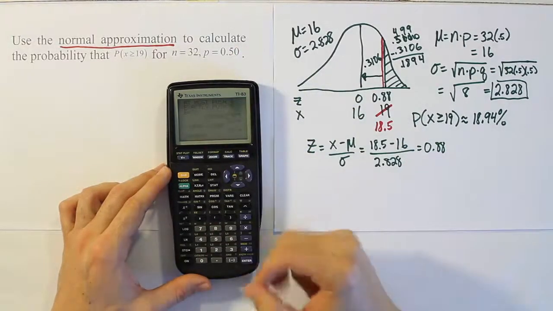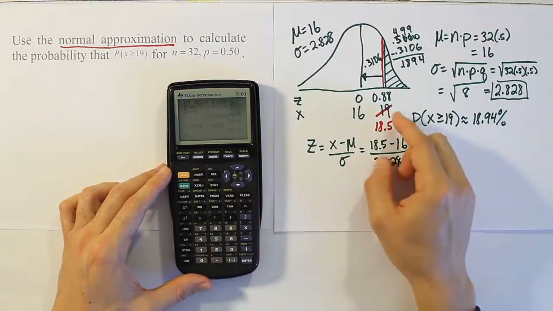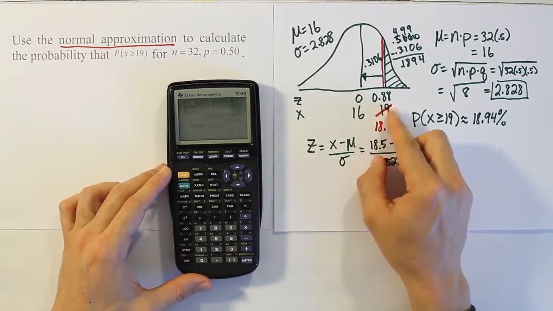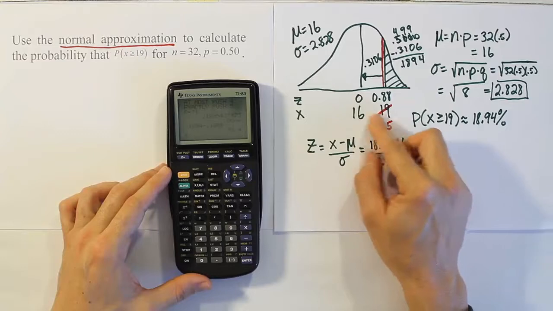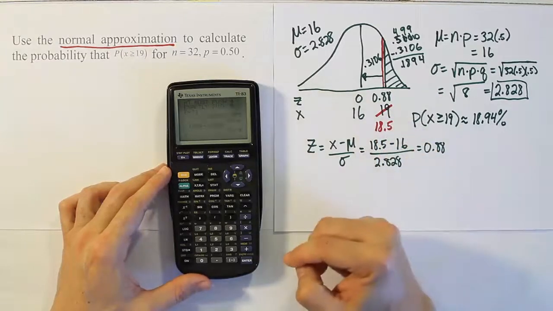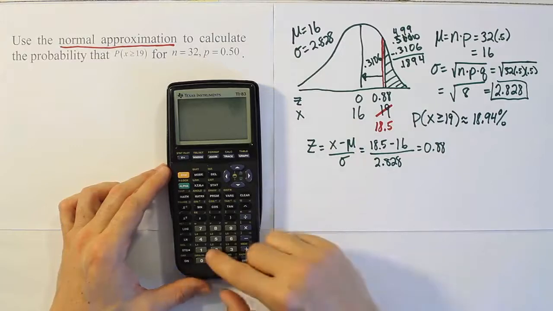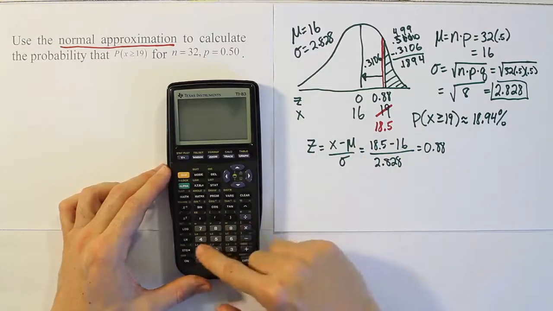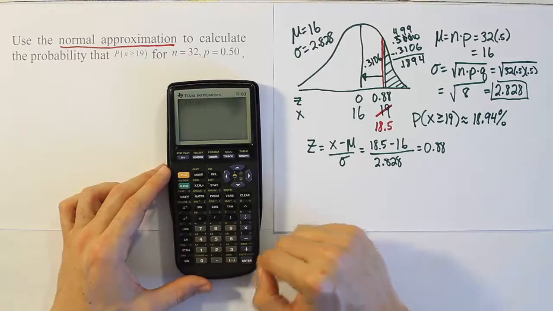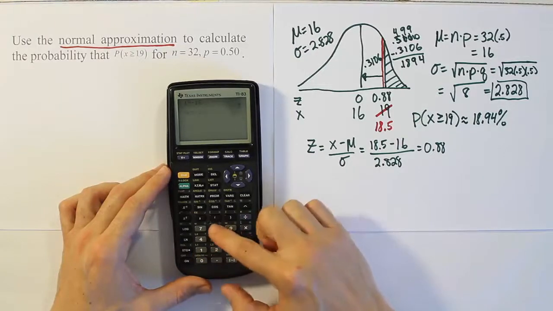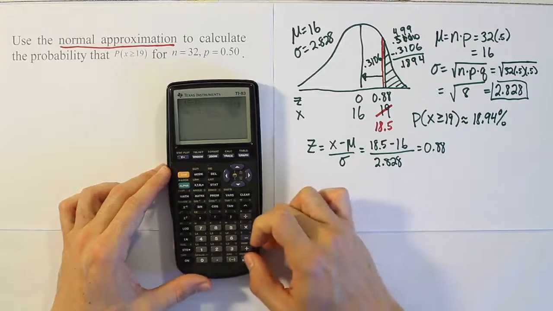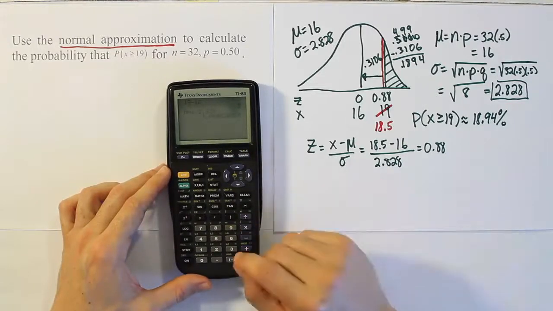Another reason why it's pretty close is because we used continuity correction. Because we didn't use 19, we used 18.5. That little bit of correction actually makes a big difference. Let me demonstrate and see what would have happened if we had used 19 instead. The z-score when using 19 would have been 19 minus 16, and then we would have divided that by 2.828. So we would have got the answer 1.06 for our z-score.